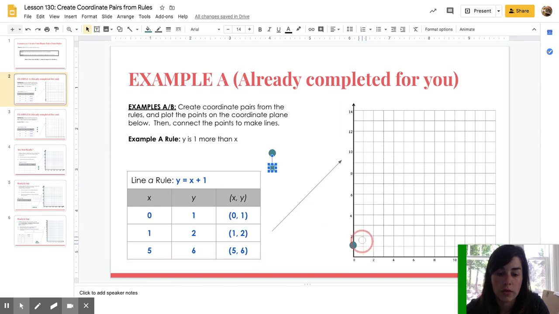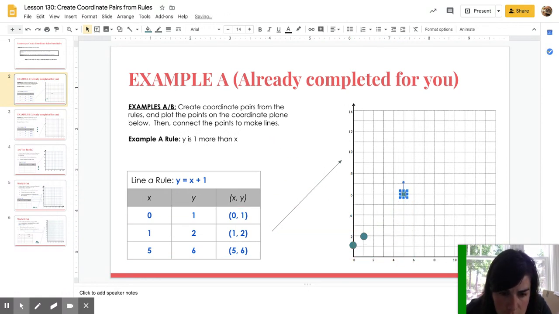So over 1, up 2. Now if X is, let's say, 5, then Y would be 1 more than that. So that's 6. So over 5, up 6. Now, I could have chosen X to be 2, and if X was 2, Y would be 3. If X was 3, Y would be 4.